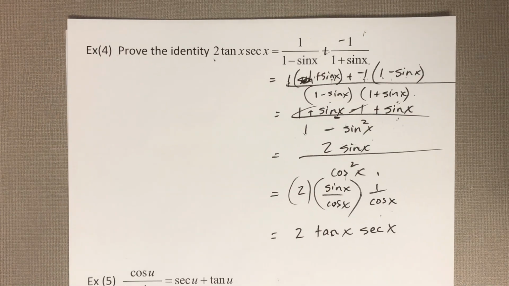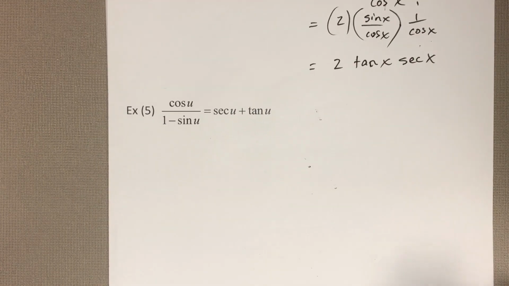Okay, all right, let's go to number 5. In number 5, we're going to prove that the cosine of u divided by 1 minus the sine of u is equal to the secant of u plus the tangent of u.